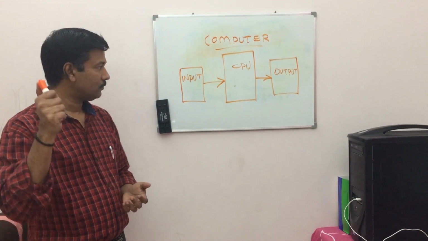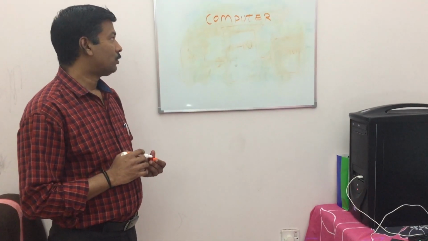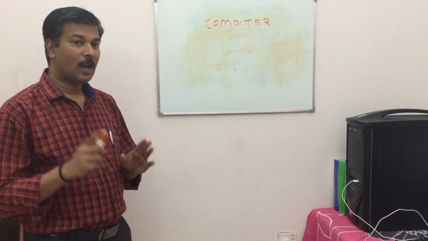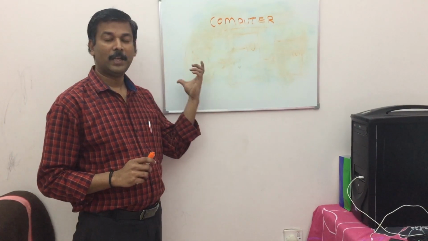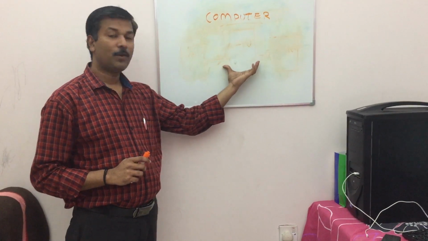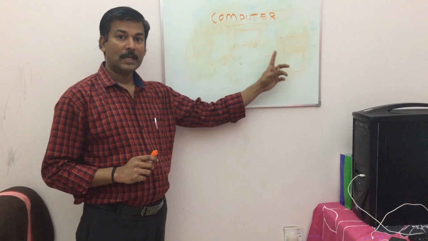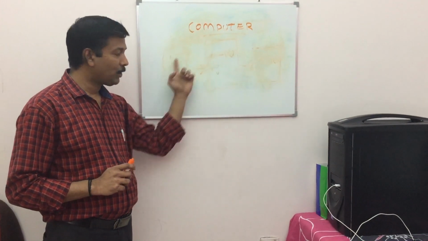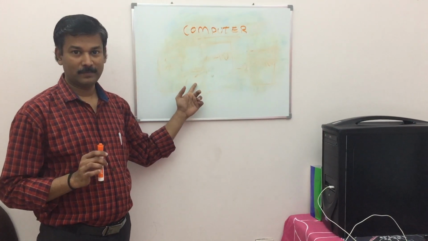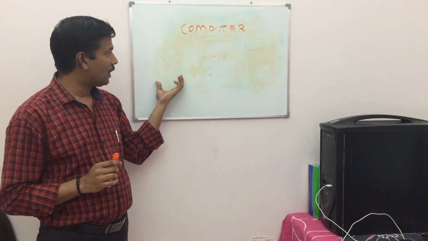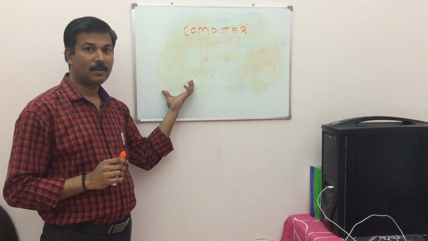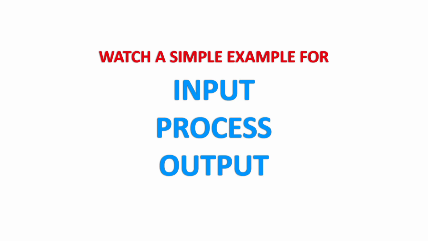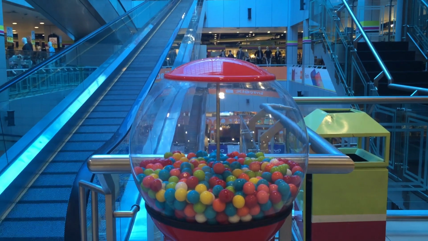Okay, so now we studied three parts: input, processing unit and output unit. These three are joined together and form a computer. Without one of these parts, the computer will not work. Now you can see a simple example for input, process, output, these three functions.